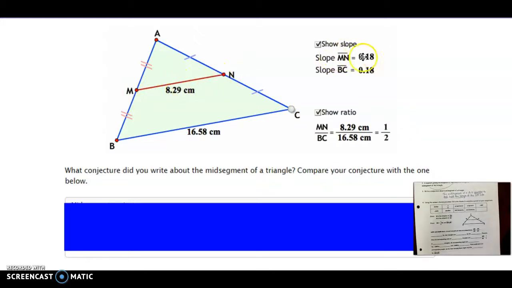We can tell from the slope here. It's telling me the slope of MN and BC. And we know if lines have the same slope, they must be parallel. And then it's showing me that 1:2 ratio between the midsegment and the third side.